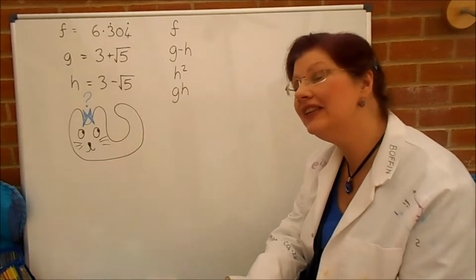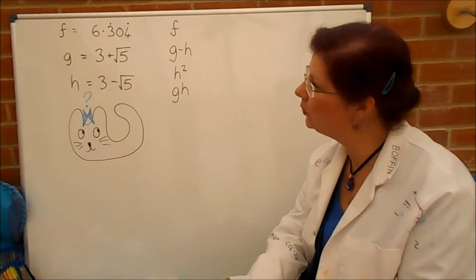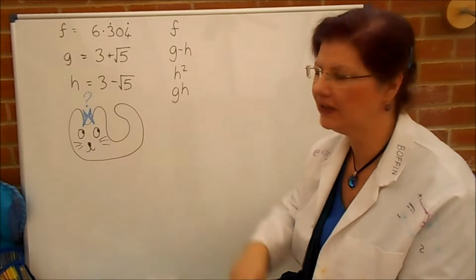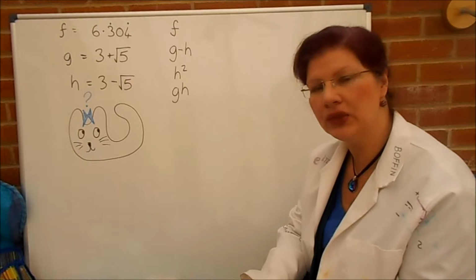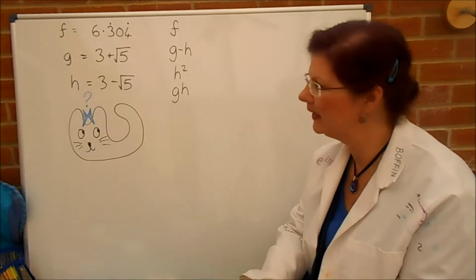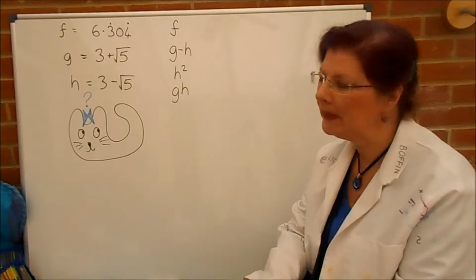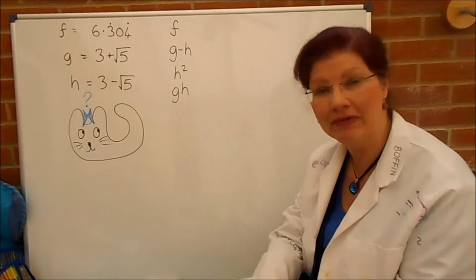Now today she is thinking of some numbers and they're fairly weird ones. The first one is 6.304 with those little dots above it. That's F. The second number she's thinking of, G, is 3 plus root 5. And H is quite similar, 3 minus root 5. And she is wondering whether or not they are rational or irrational.